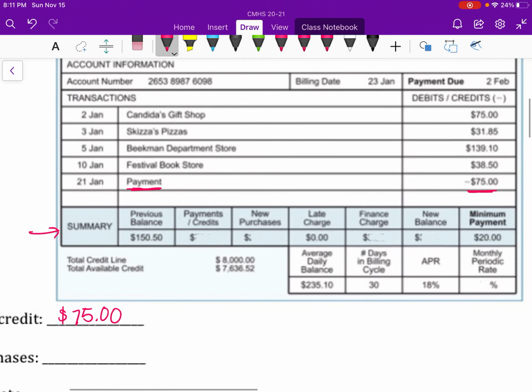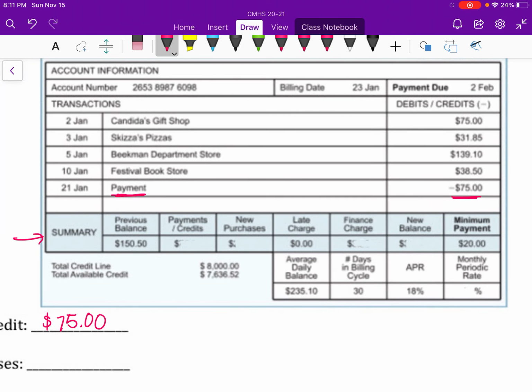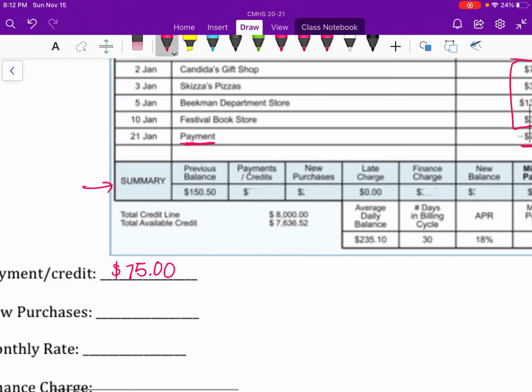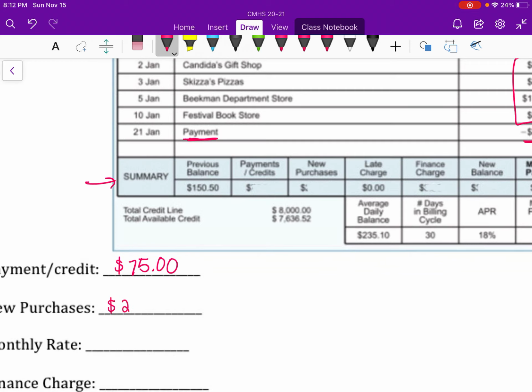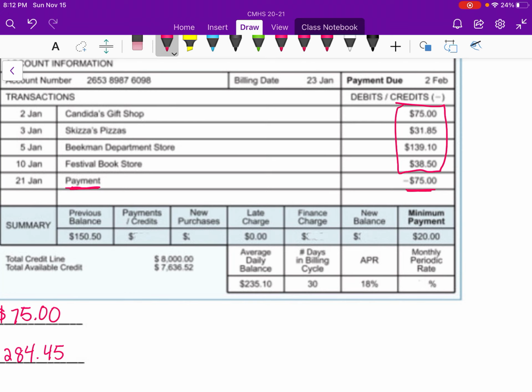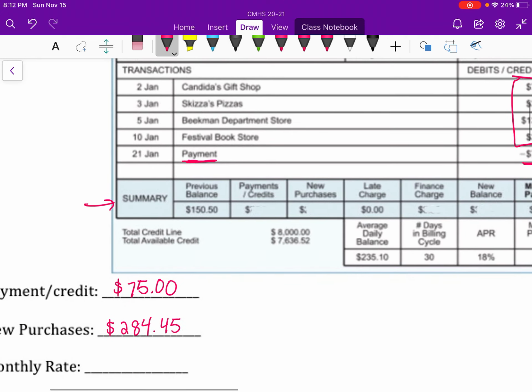The next one is the new purchases. So these ones right here are the new purchases. What we're going to do is we're going to add them all up. So 75 plus 31.85 plus 139.10 plus 38.50 is $284.45. So those are all the new purchases. These things would go technically here, so you don't have to write them in, but they would go right here. $284.45. Then we have the late charge.